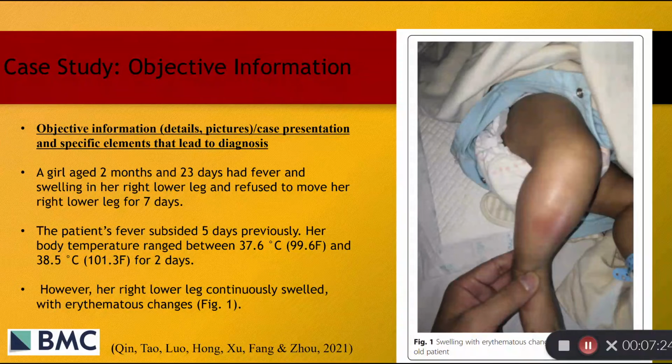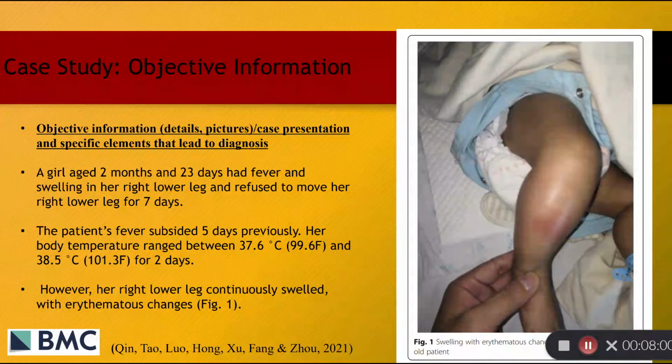This is a 2-month-old, about to be 3 months. She had a fever and swelling in her right leg and refused to move her right leg for 7 days, right? She's actually presenting to the emergency room, to the hospital. The patient's fever subsided 5 days prior to presenting to the emergency room. During the time that she had fevers, her body temperature was between 99.6 Fahrenheit and 101.3 Fahrenheit for 2 days. However, her right lower extremity continuously swelled.